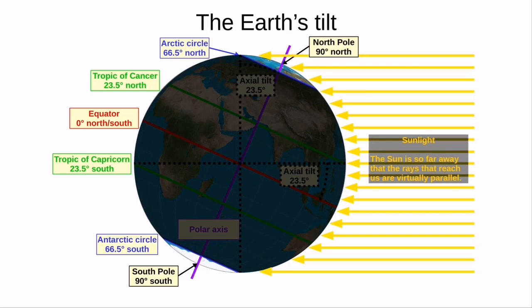gets larger and smaller. On the Arctic and Antarctic circles, you get 1 day a year when the sun doesn't rise, and 1 day when it doesn't set. But at the North and South Poles, you get a 6-month day and a 6-month night.